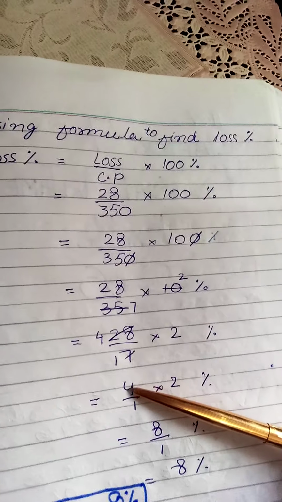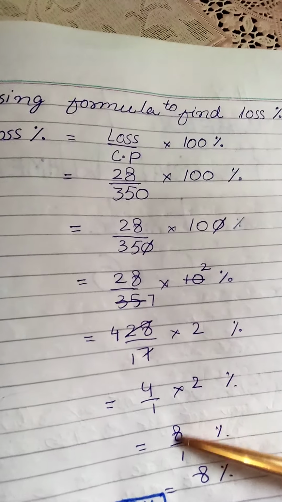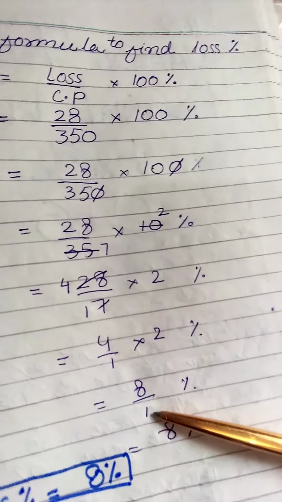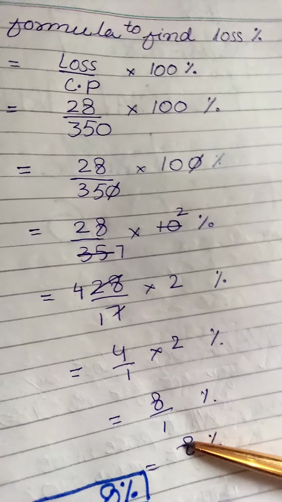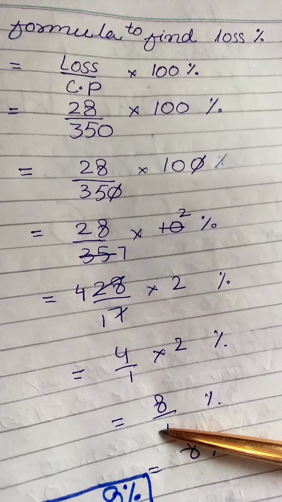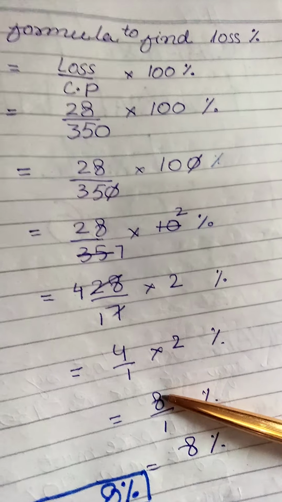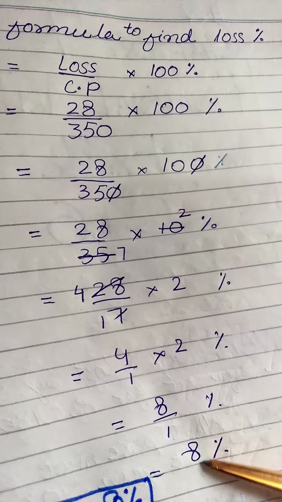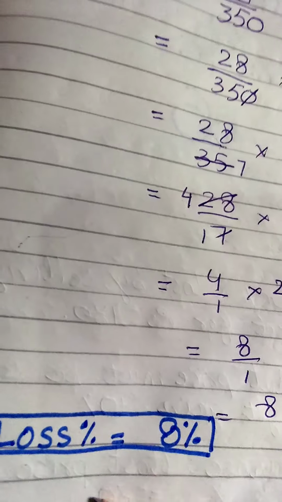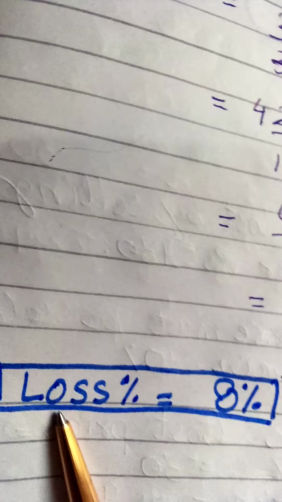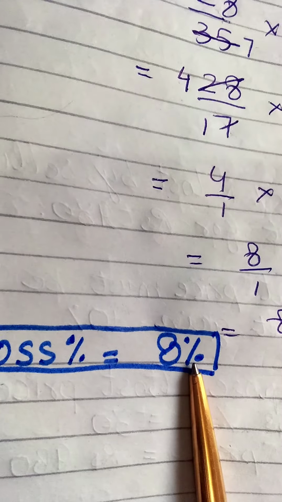Now simply multiply 4 times 2 gives us 8, and in the denominator 1. Now 8 divided by 1 gives us 8. Any number divided by 1 doesn't change the number. 8 divided by 1 gives us 8. It means 8%. So the loss percent is 8%.